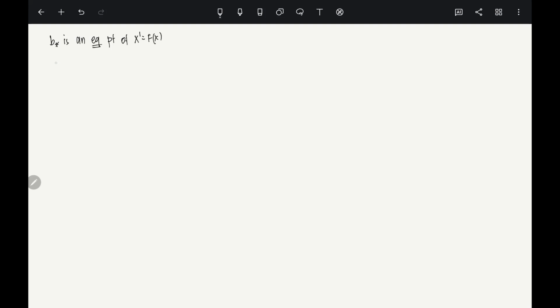Now B star is what? B star is a point, right? It's a vector in Rn. Now note this: if I define a new function x of t, which is a constant function given by B star, is it okay? So x of t is the constant B star everywhere, for all t in R.